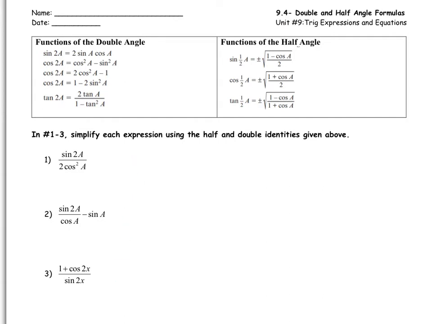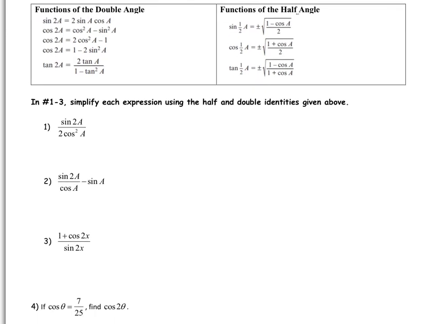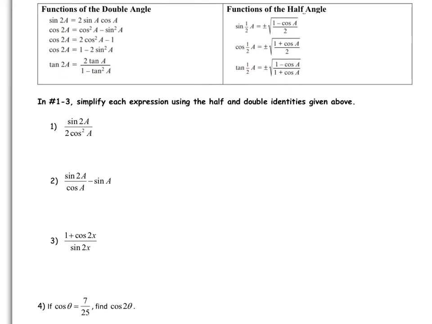Okay, so what we're going to do now is use these identities above to simplify expressions. So let's try example number 1. Example number 1 says sine 2a on top over 2 cos squared a. Sine 2a, you see a double angle. It's 2 times some angle. So we're going to use this formula up here. Let's plug that in for the numerator. So the numerator is going to be 2 sine a cos a. And the denominator, we're just going to leave as 2 cos squared a.